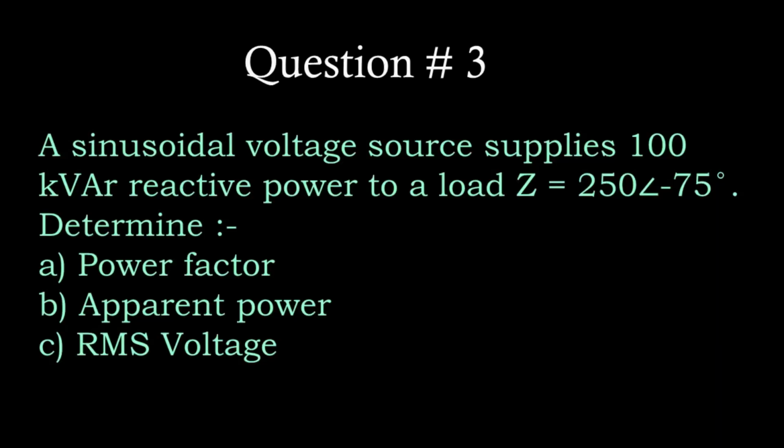The question is: a sinusoidal voltage source supplies 100 kVAr reactive power to a load of Z equal to 250 angle minus 75 degree ohm. Determine the power factor, the apparent power and the RMS voltage.